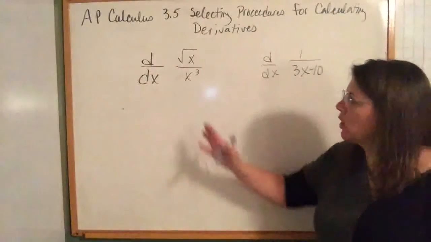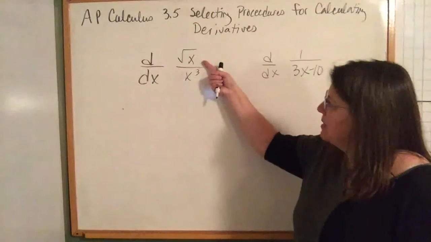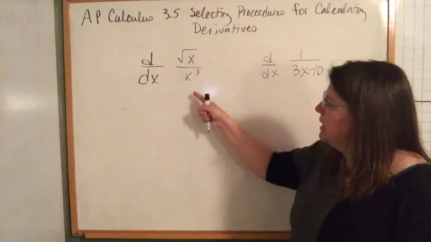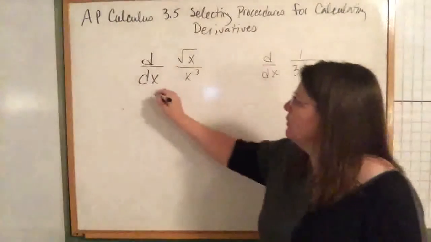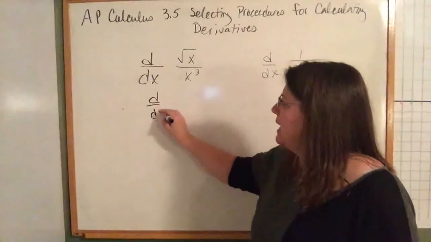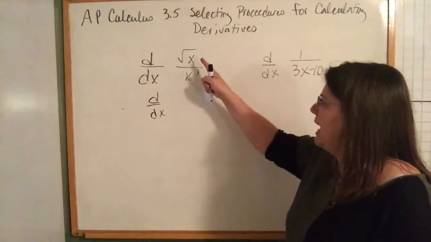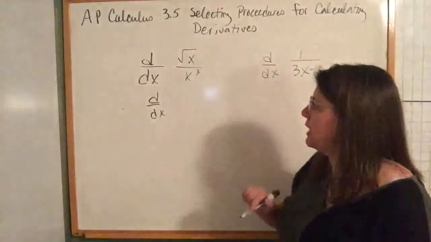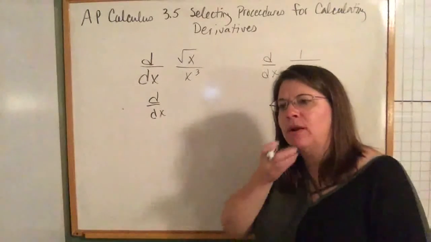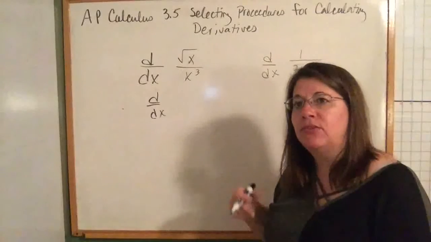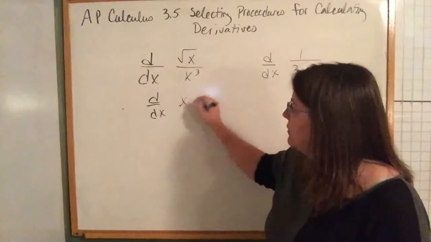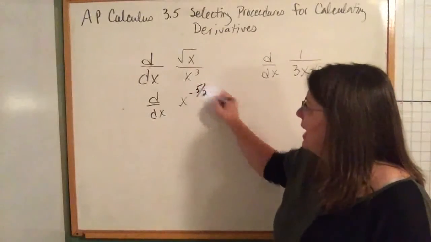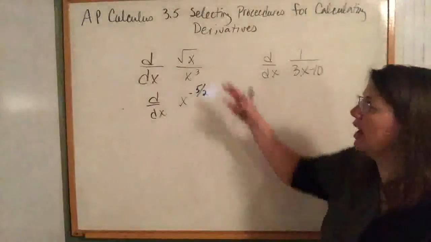Here are a couple more. With this one, that's the same thing as x to the 1/2, and that's over x to the 3rd. So I could rewrite that one. I could write that as x to the 1/2 minus 3. That would be 1/2 minus 6/2, or negative 5/2. So that would be x to the negative 5/2 if I just rewrite it first.